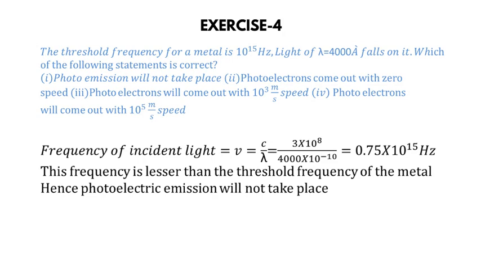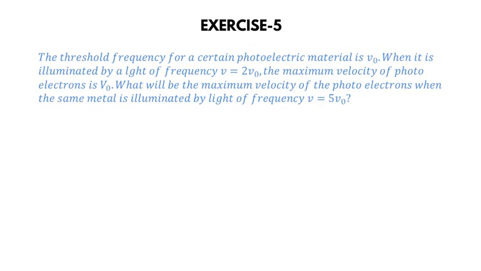In exercise 5, the threshold frequency for a certain photoelectric material is nu naught. When it is illuminated by a light of frequency nu equal to twice nu naught, the maximum velocity of the photoelectrons is V naught. What will be the maximum velocity of the photoelectrons when the same metal is illuminated by light of frequency nu equal to 5 times nu naught?